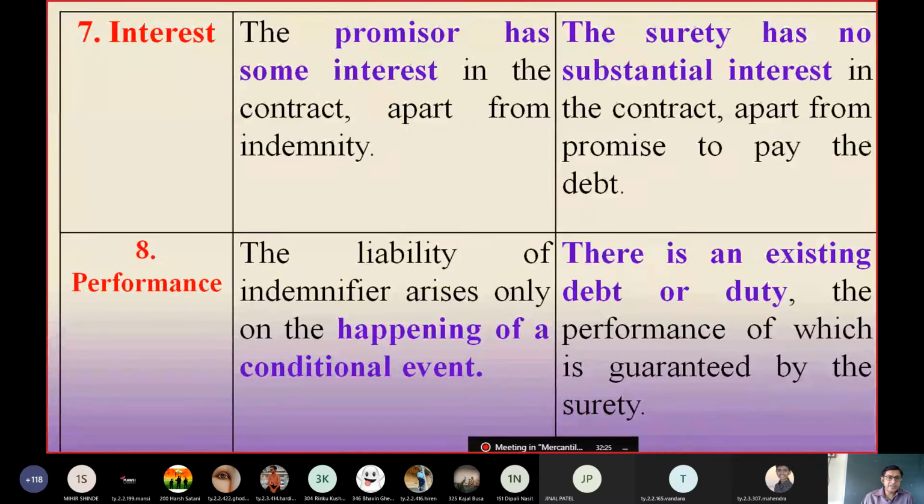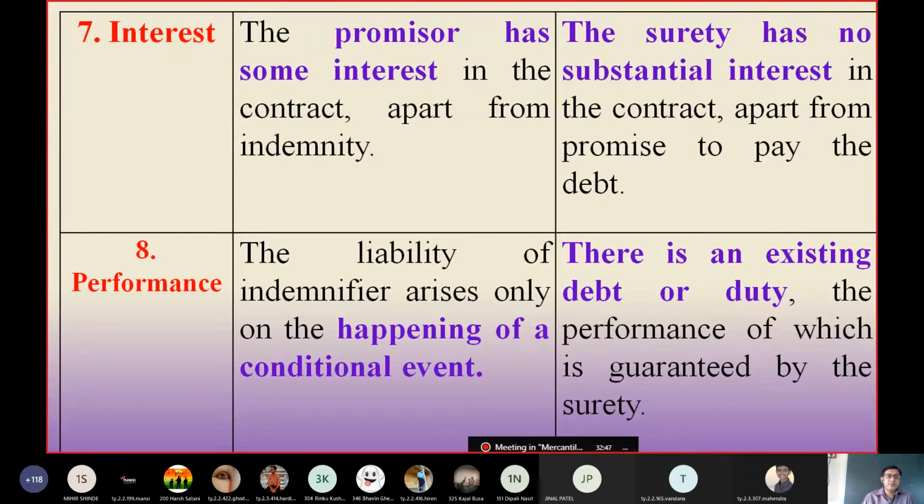The promisor has some interest, meaning the insurance company. If I talk about insurance, it will receive a premium. That is the interest of the insurance company. As and when the premium is paid regularly and on time, protection will be provided to the other person, the promisee. So some interest is there, and the source of income for the insurance company is the premium.